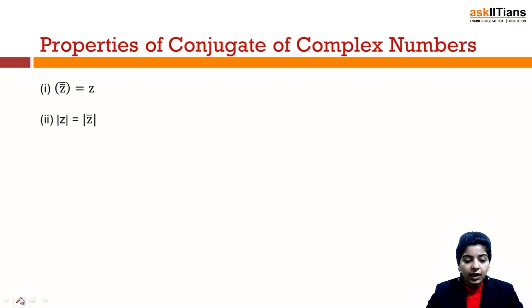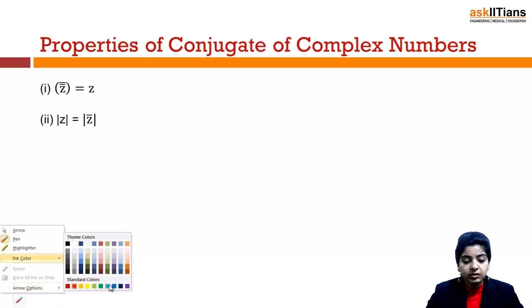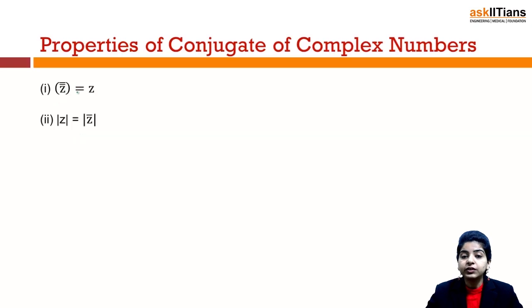These properties are quite simple, but they are extremely important because they are used in questions. Unless you know these properties, you won't be able to attempt the questions easily. The first property says that the conjugate of Z conjugate is equal to Z itself. That means if you take the conjugate of a complex number and then take the conjugate again, you get the complex number itself. This is quite obvious, and you can even prove it by taking Z to be equal to x plus iy. Next one says modulus of Z is equal to modulus of Z conjugate.